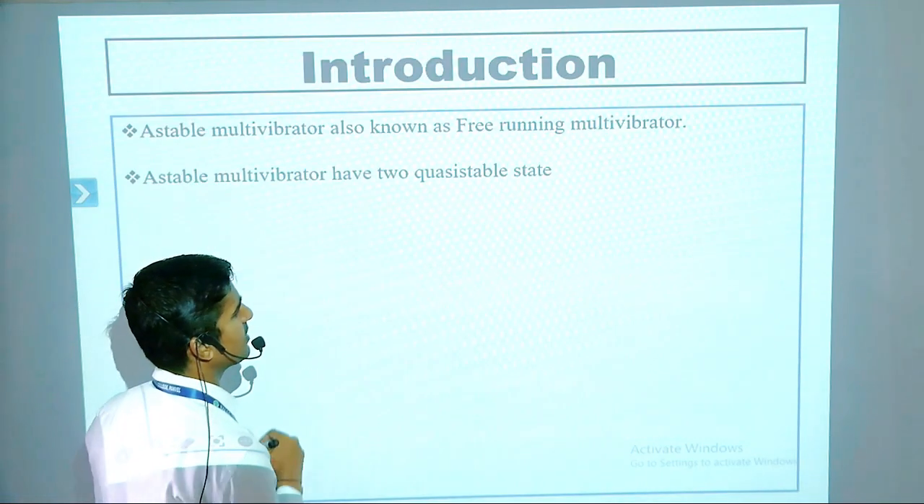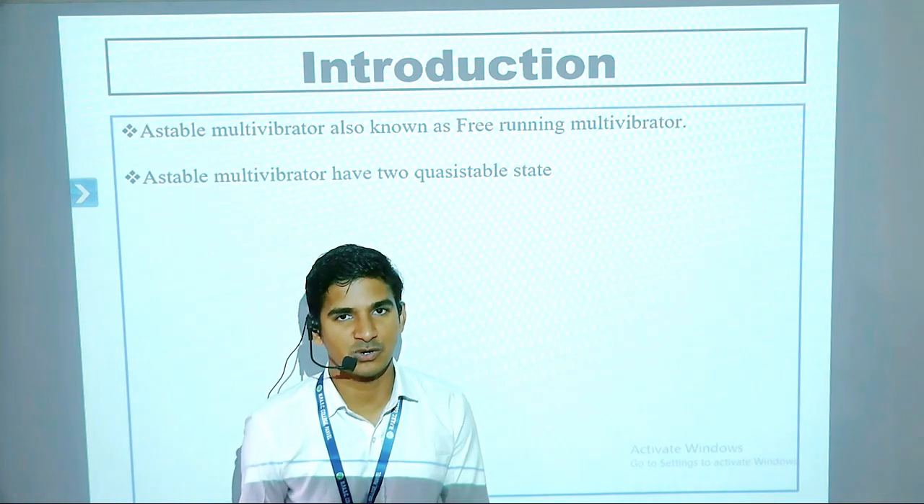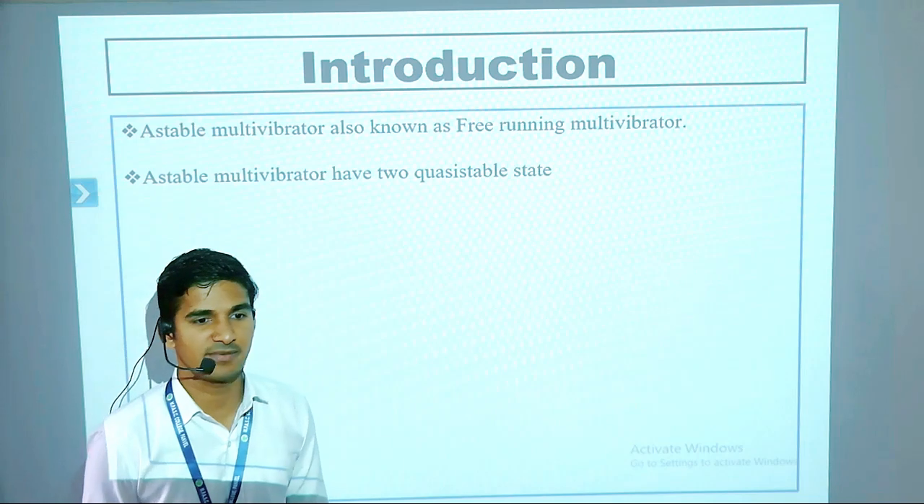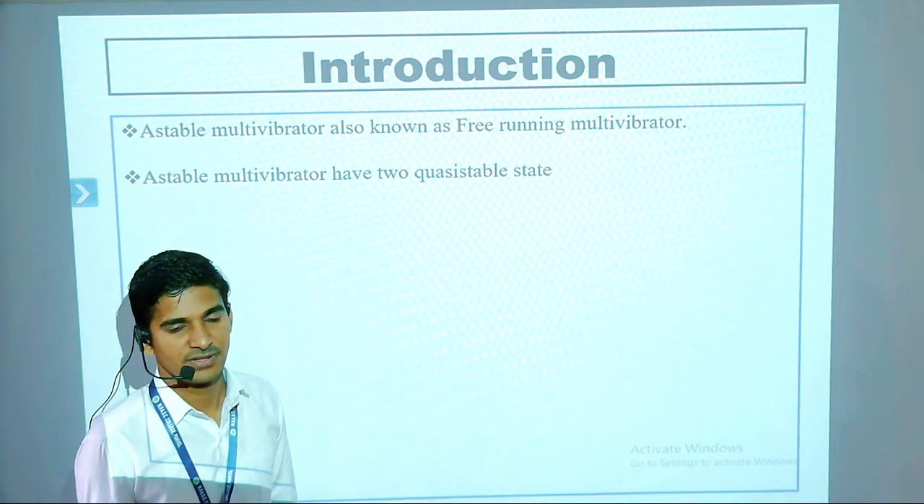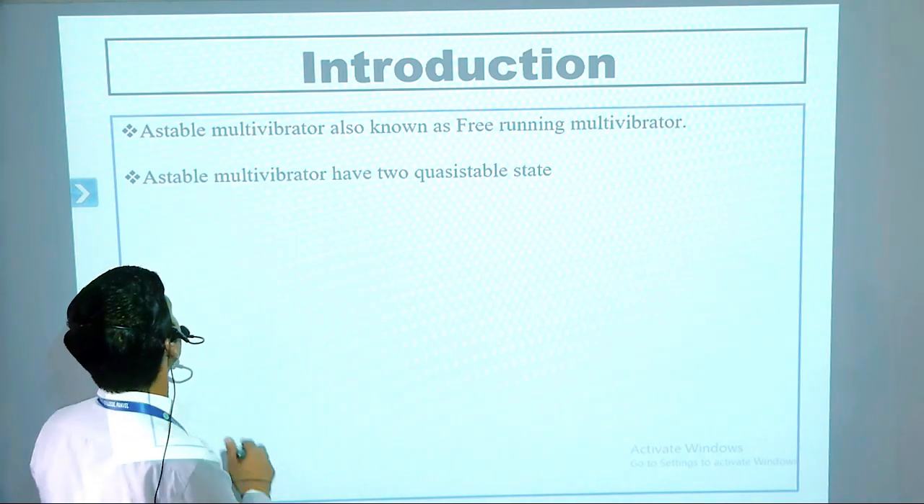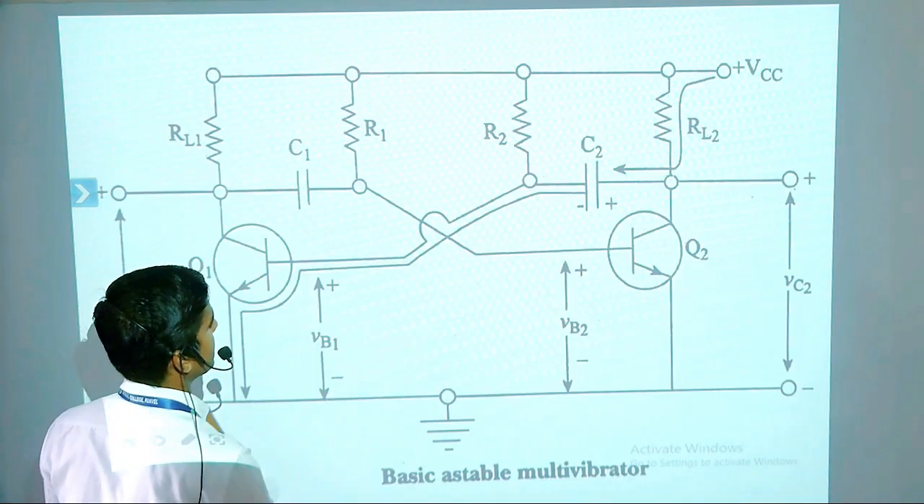What is meant by astable multivibrator? Astable means free running. Astable multivibrator is known as free running multivibrator. What is meant by free running? Free running means when transistor T1 is on, T2 is off, then T2 is on, T1 is off. The astable multivibrator has two quasi-stable states.